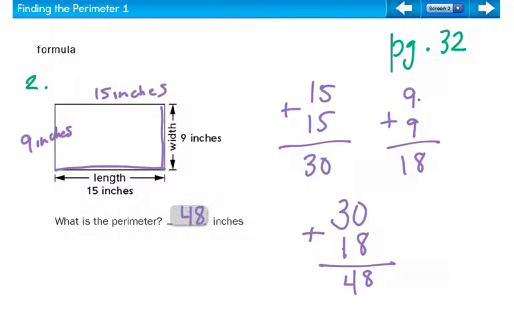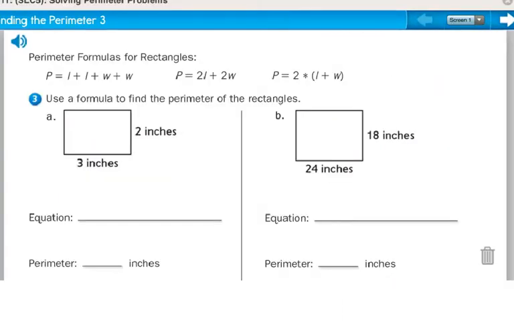Now down at the bottom, it's asking you on number 2 to measure the lengths and widths of your journal and 2 other rectangular objects in your classroom. I'm going to go ahead and have you skip that one. Move on to journal page 33. They show us 3 different formulas. They all will get you to the correct perimeter. It's just a different way of looking at it.